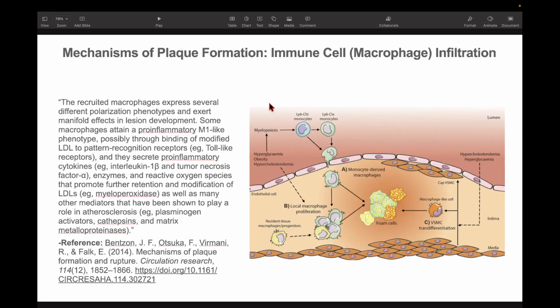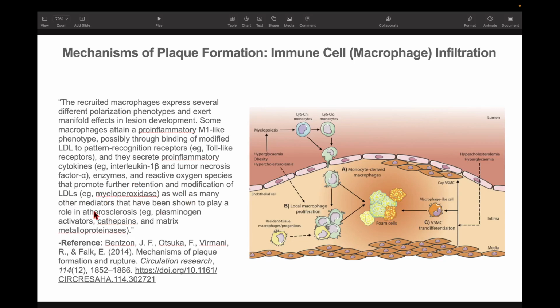So now we're going to talk about immune cell inflammation. I want to get into it just a little bit more in depth than what we did before. So what we see is the recruited macrophages express several different polarization phenotypes and exert manifold effects in lesion development. Some macrophages attain a pro-inflammatory M1-like phenotype, possibly through binding of modified LDL to pattern recognition receptors, e.g. toll-like receptors, and they secrete pro-inflammatory cytokines, interleukin-1 beta, and tumor necrosis factor alpha, enzymes, and reactive oxygen species that promote further retention and modifications of LDLs, e.g.